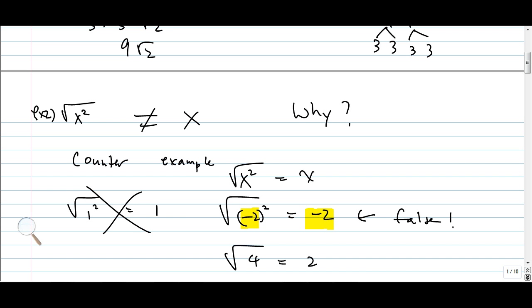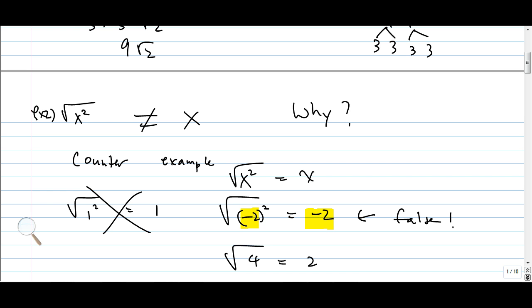It'll be true if x is like 2, right? It'll be true if x is positive. But would it be true if x is negative? No. So how do we then represent this? How do we simplify the square root of x squared? We know it's not this. Is there a way to write this another way?